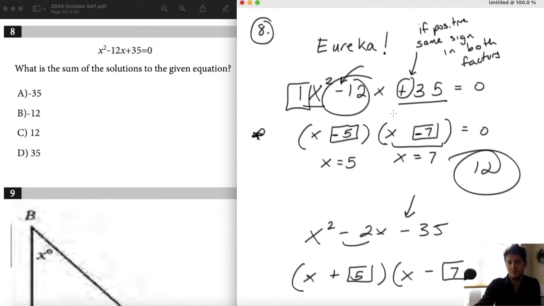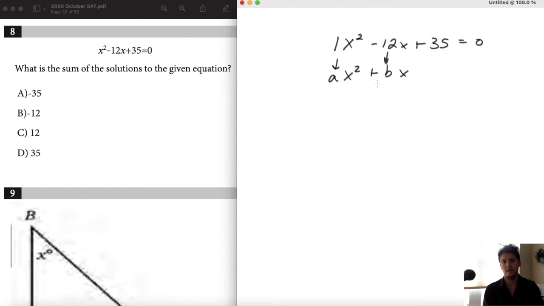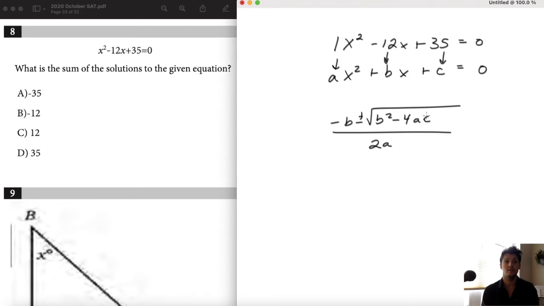By the way, you could also do the quadratic formula, right? So just to be clear, I'll write 1x squared because it's the same thing, minus 12x plus 35 equals 0. This is standard form, so 1 is the a, negative 12 is the b, and 35 is the c. And you could use negative b plus or minus the square root of b squared minus 4ac, all over 2a. I won't bore you with all that work. As long as you plug that stuff in, you should still get the 5 and the 7. Okay, cool. So, number 9.